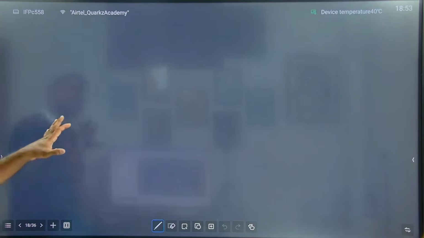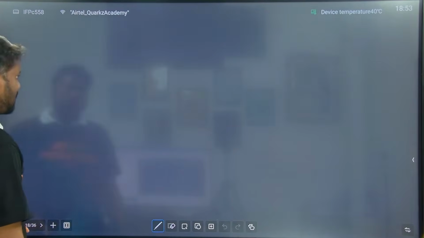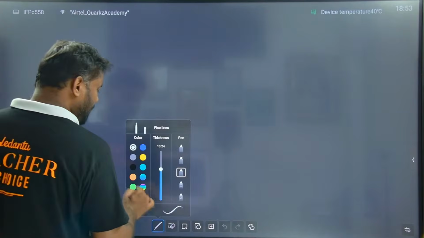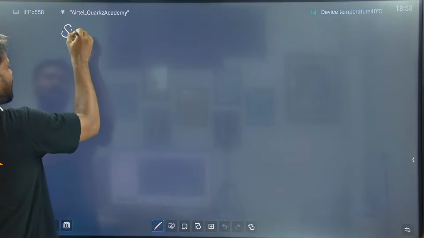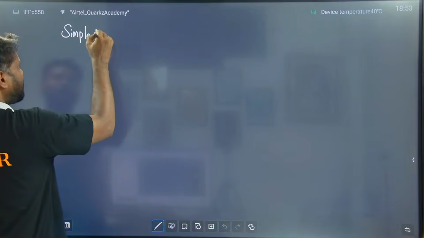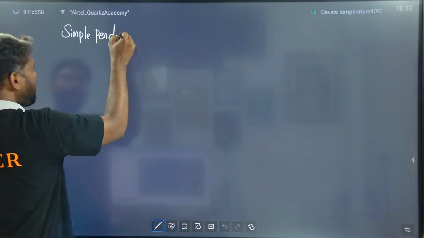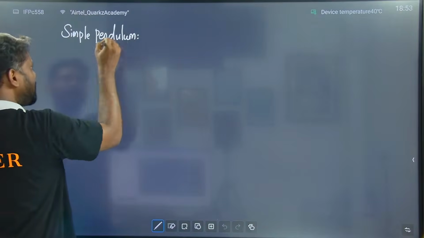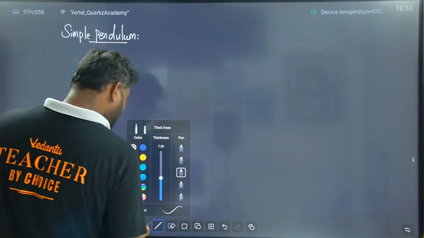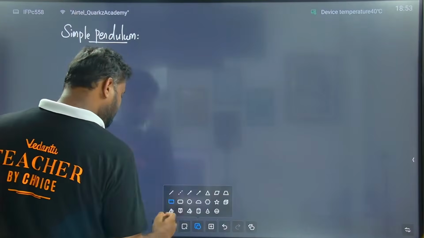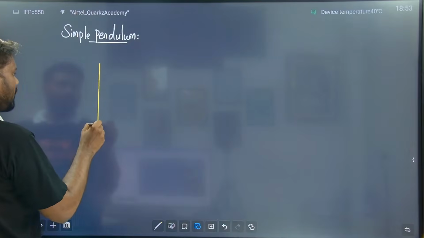So next, what am I going to do? I'm going to take some idea. Let us see how to calculate the time period of simple harmonic motion. So I'm going to take a simple pendulum, and calculate the simple pendulum time period. Let us see how to calculate the time period. So I'm going to take a simple pendulum.